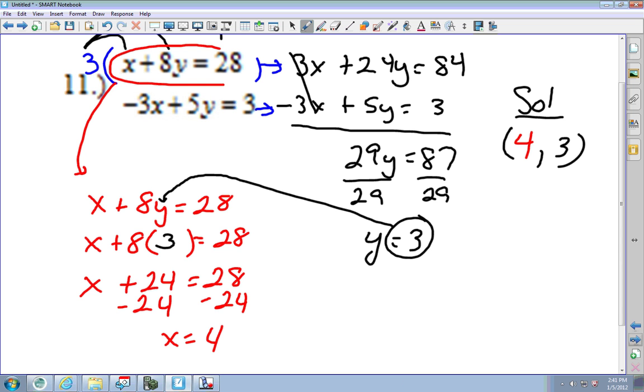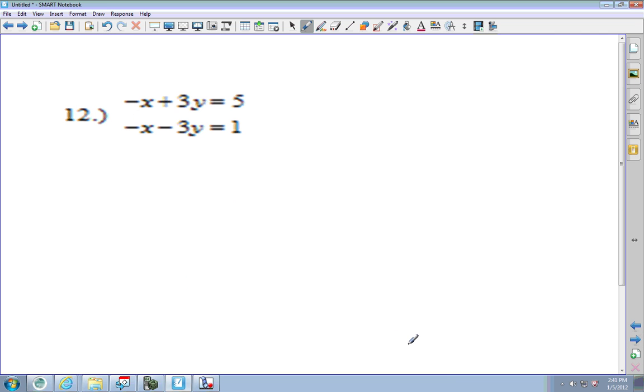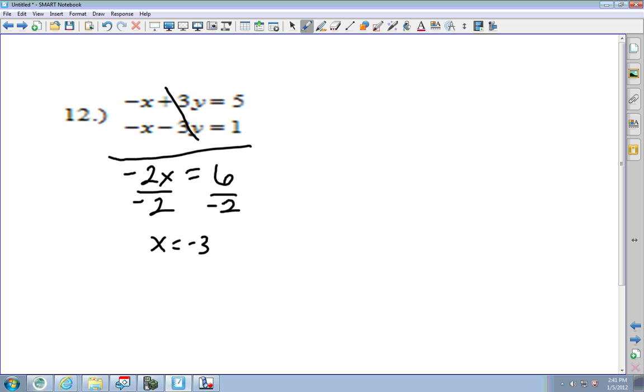Number 12. Okay, let's look and see. Is there a letter that automatically eliminates? Yes, there is. The y's do. So when I do this, first off, I have negative x and negative x. That's negative 2x. 3y minus 3y is 0. It goes away. 5 plus 1 is 6. Divide by negative 2. X equals negative 3. So my solution, I have x to be negative 3, and I have to find y.